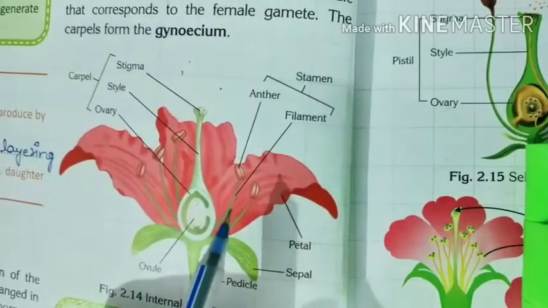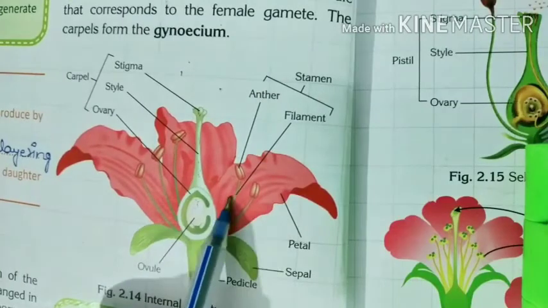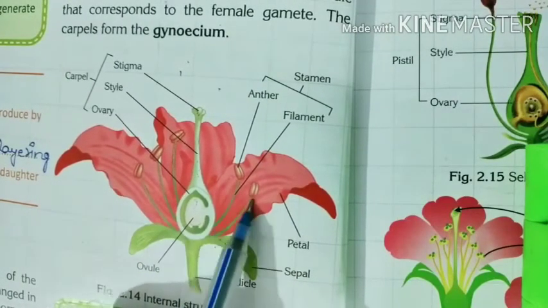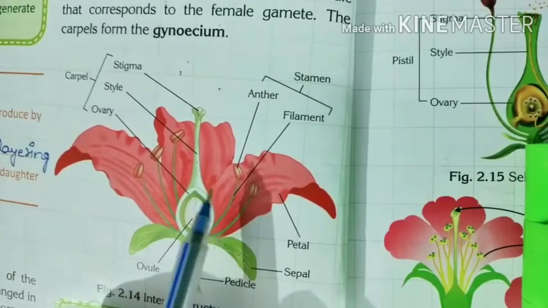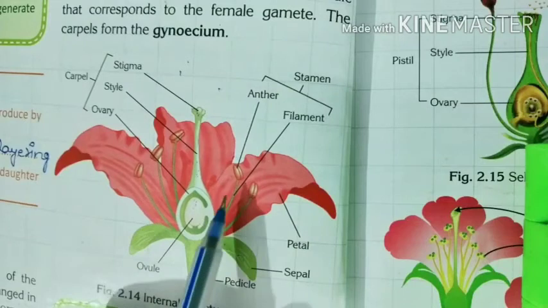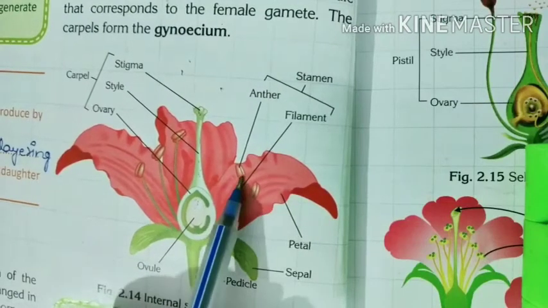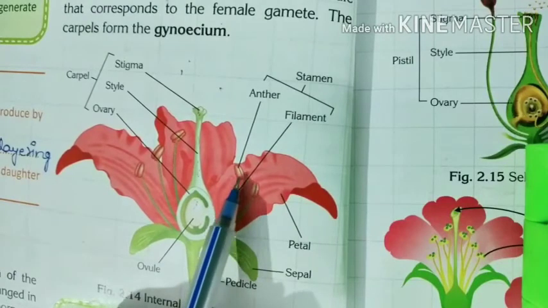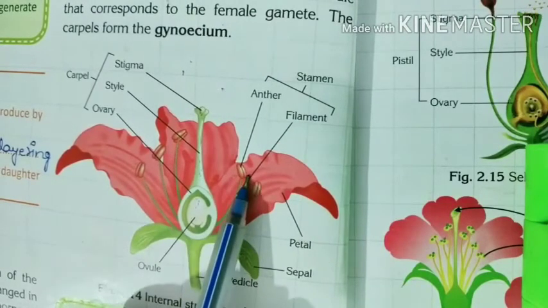And here you can see the 1, 2, 3, 4, 5 male parts, known as the stamen, and the stamen consists of anther and filament. The tube is known as the filament and the lobe-like structure is known as the anther.